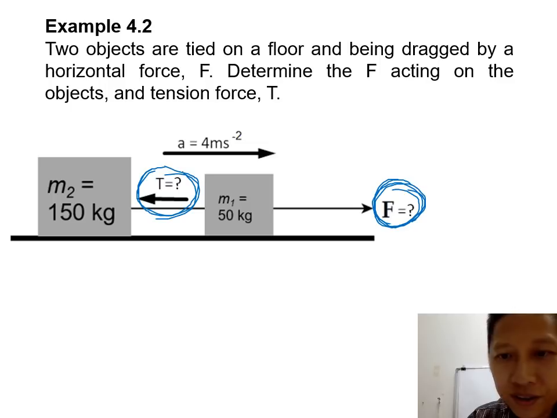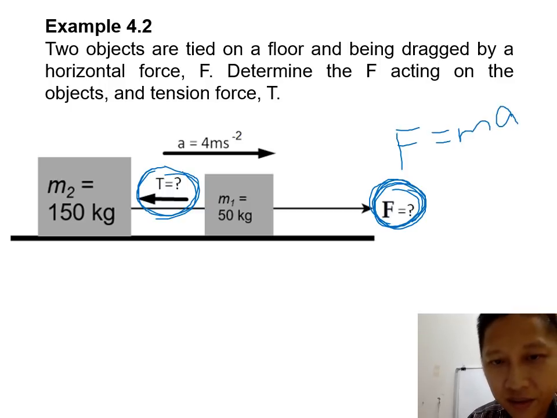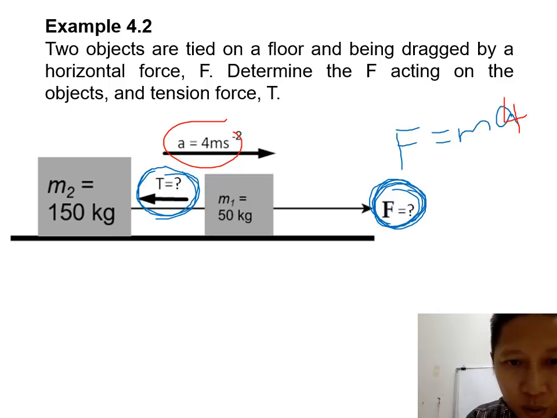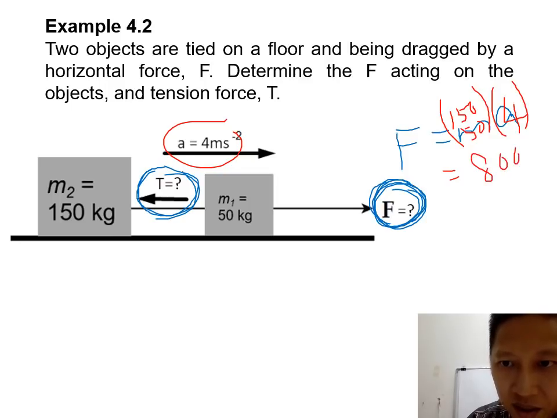To find the force, the first one, we use the general formula, F equals ma. What is a? Oh, luckily we are given the a. a equals 4. How about the m? We have two objects, so the m is 150 kilograms plus 50 kilograms. So at the end, F equals 800 Newton.